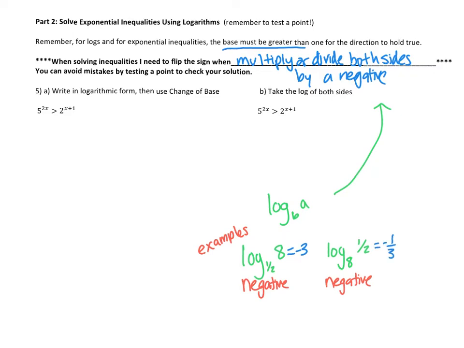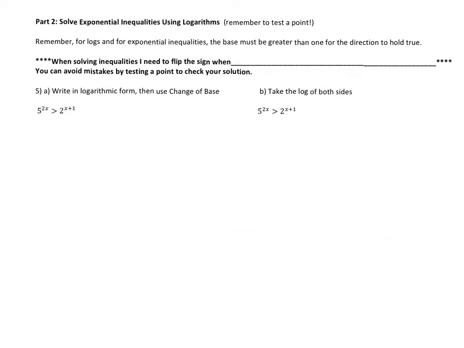So be on the lookout whenever you divide both sides by a logarithm to make sure that if you are dividing by a logarithm that is in fact negative when evaluated, you flip the inequality sign. Let's solve this inequality. I would recommend that you solve it by taking the log of both sides. So I'm going to show part B first.